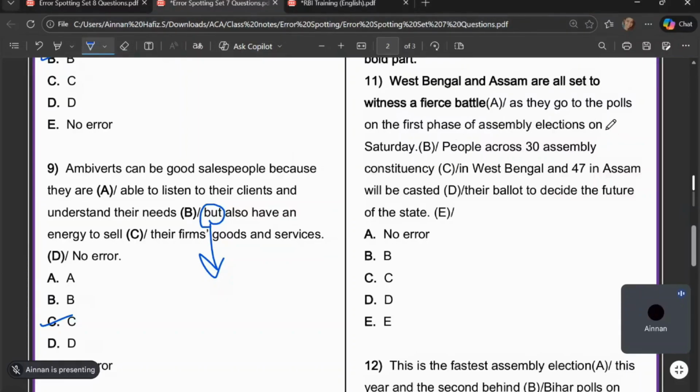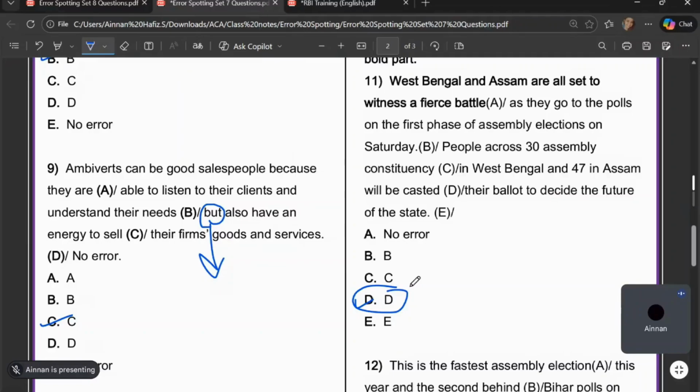West Bengal and Assam are all set to witness a fierce battle as they go to the polls on the first phase of assembly elections on Saturday. No error. People across 30 assembly constituencies in West Bengal and 47 in Assam will be casted their ballot to decide the future of the state. Perfect. It's will be casting. It's in present tense. So the error here is in D.